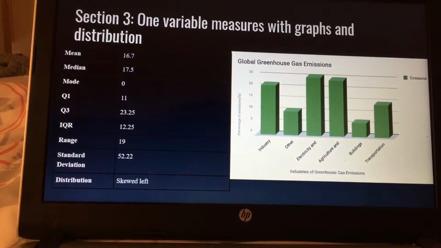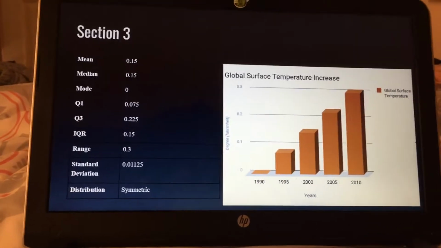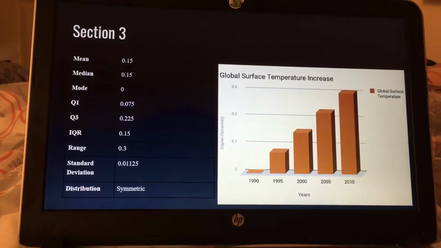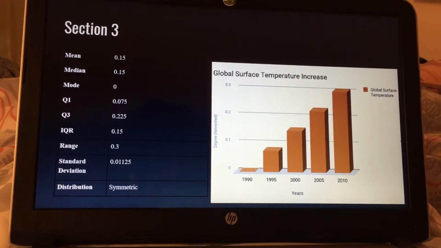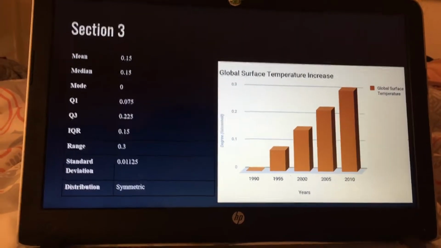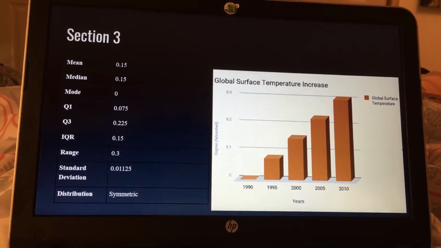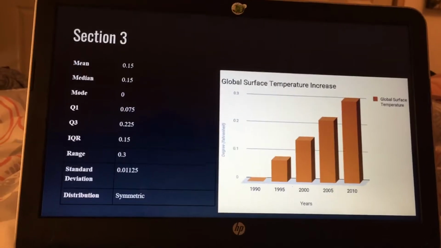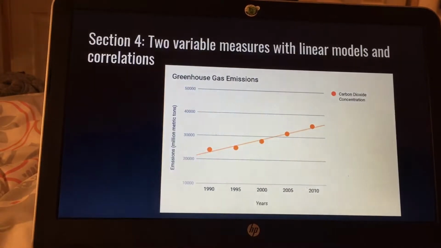As you can see, the distributions, it is skewed left. And this is the second independent variable, which is global surface temperature increase. It displays the mean, median, mode, quartile 1 and 3, range, standard deviation, and distributions, showing that it is symmetric because the mean and median are the same.